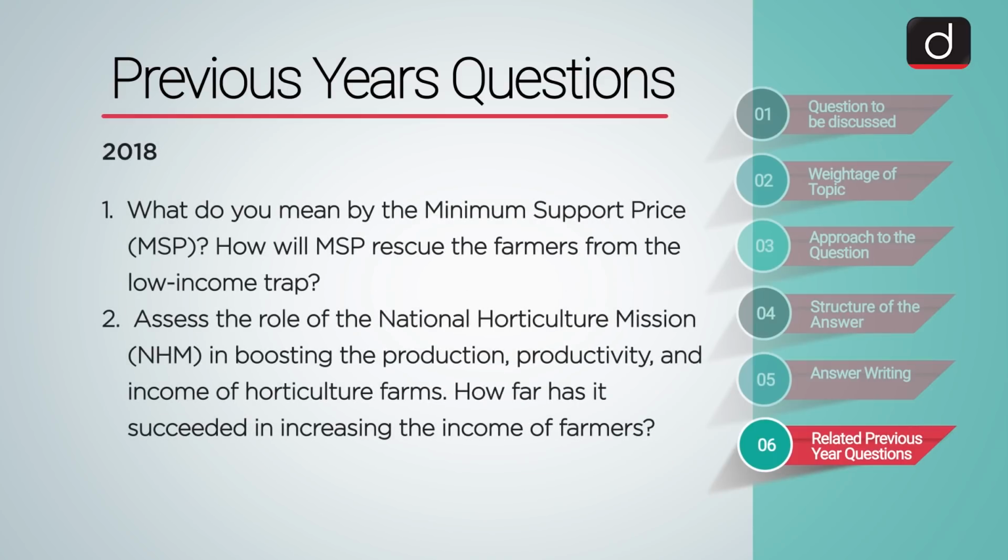In 2018, the following questions were asked. What do you mean by the minimum support price? How will MSP rescue the farmers from the low-income trap? Assess the role of the National Horticulture Mission in boosting the production, productivity, and income of horticulture farms. How far has it succeeded in increasing the income of farmers?